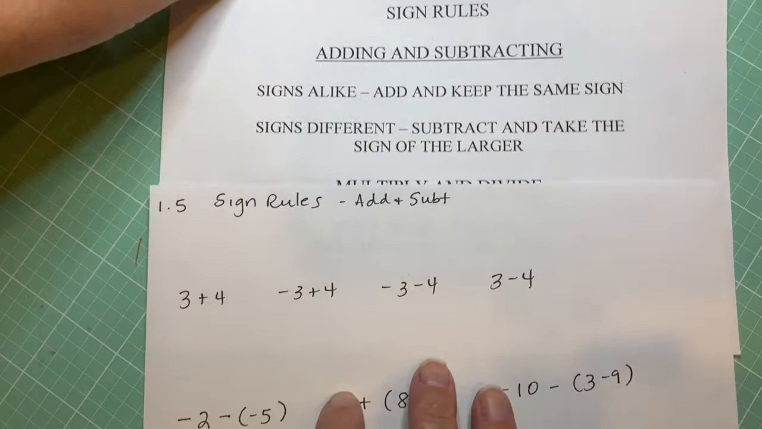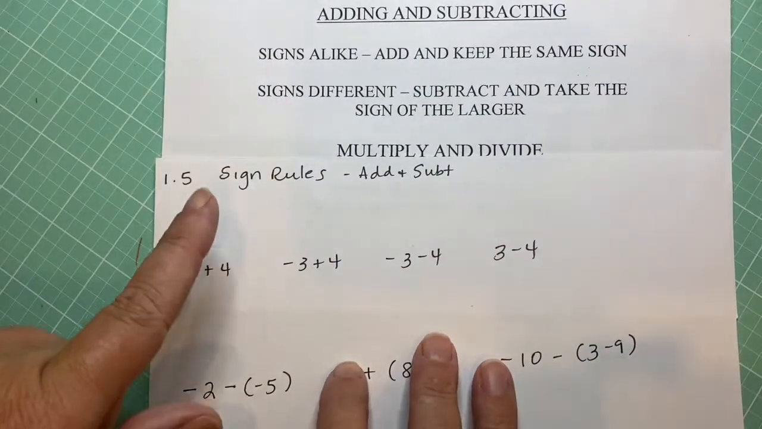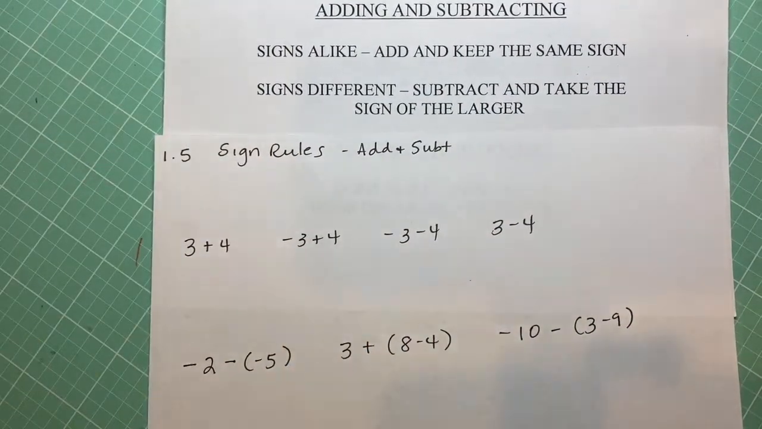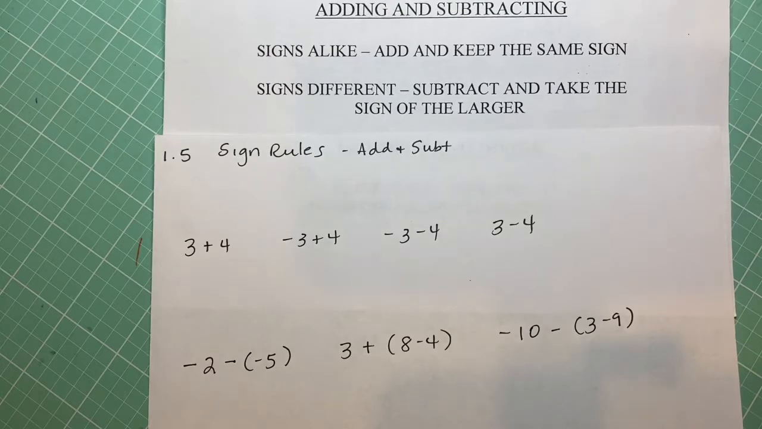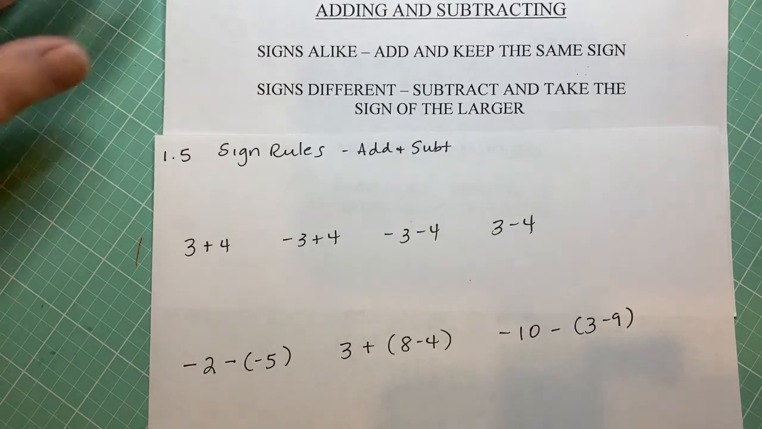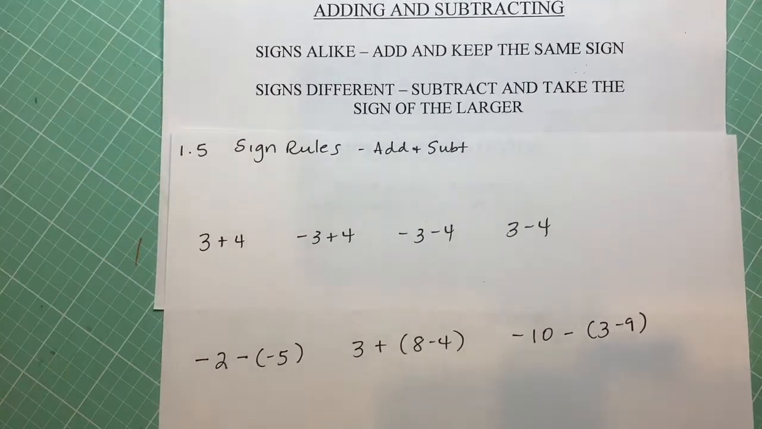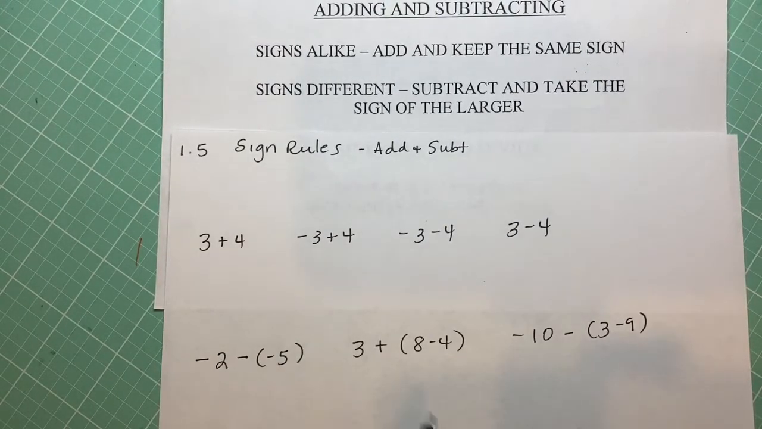So the rules for adding and subtracting say, if the signs are alike, add and keep the same sign. If the signs are different, subtract and take the sign of the larger. And that just comes from things like, if you just think about in nature, things that are alike you can add together, and if they're different, there's a conflict, and they're always having trouble combining their thoughts. So we're kind of using that basic thought process when we're looking at problems.